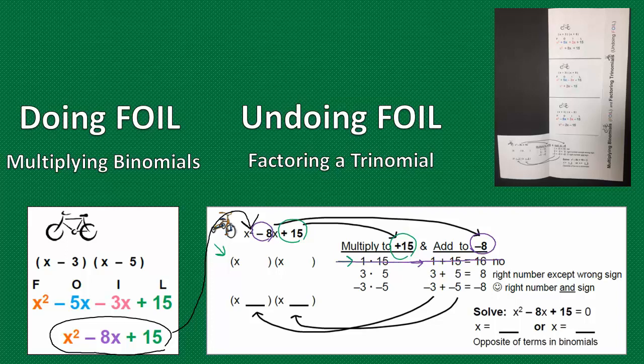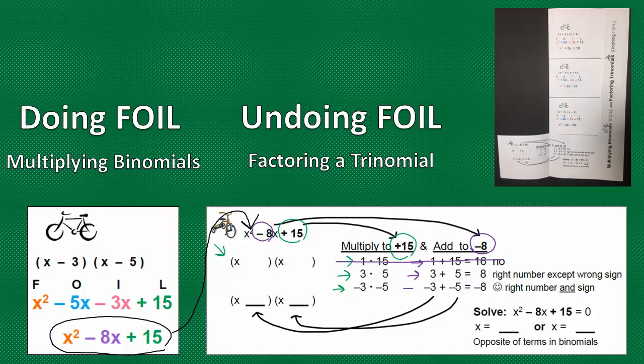So we move to 3 times 5. 3 times 5 is 15. If we add 3 plus 5, we get positive 8. So it's the right number, but it's the wrong sign. So we're not there yet, although we are close. We can fix that by changing the signs on the 3 and the 5 so that each of them is negative. Negative 3 times negative 5 is still positive 15 because the signs are the same, so the answer is positive.